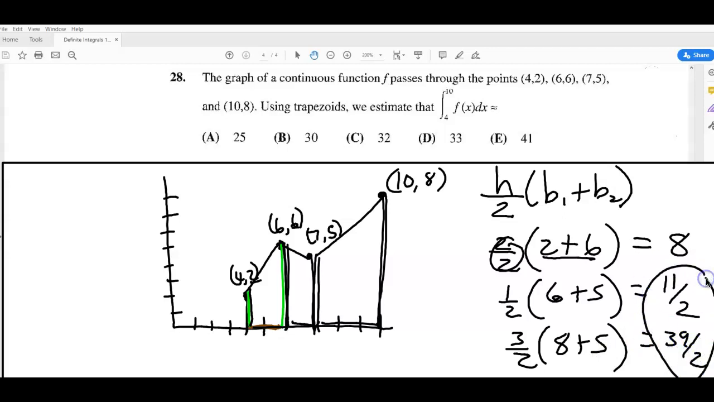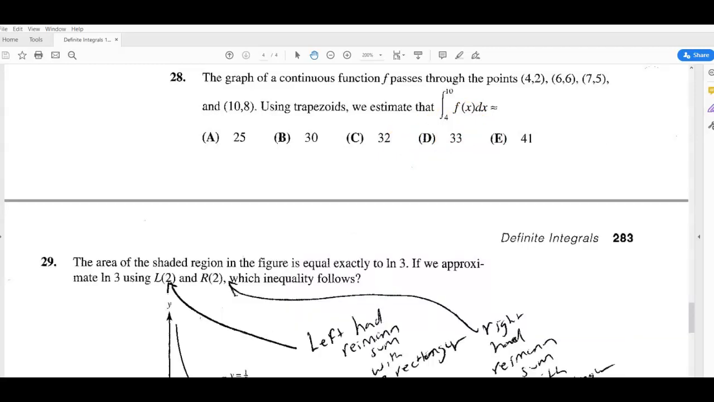So I'm going to add the ones that are both fractions first. 39 and 11, if you add those together, you end up with 50 over 2, which is 25. And then if you add 8 to 25, you end up with your final answer of 33. So D is our answer there. All right, moving along.